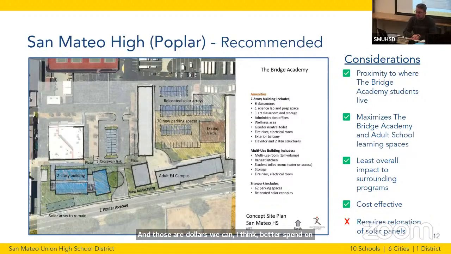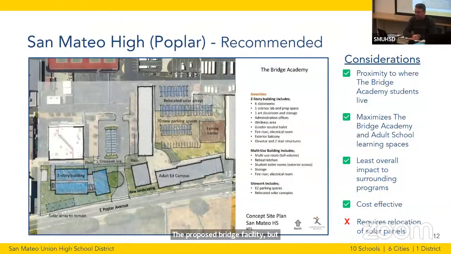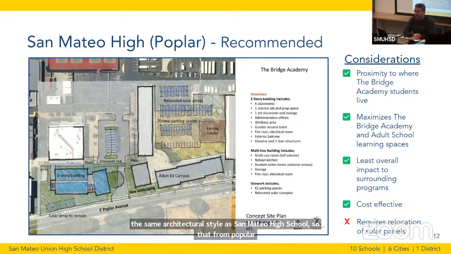Mr. Hawkins also mentioned the hardscaping in and around the proposed bridge facility, but also I would say to help beautify that whole area with adult education. If you look at the proposed two-story building for Bridge Academy, I would also recommend that it's built in the same architectural style as San Mateo High School, so that from Poplar, it looks like one continuous campus.